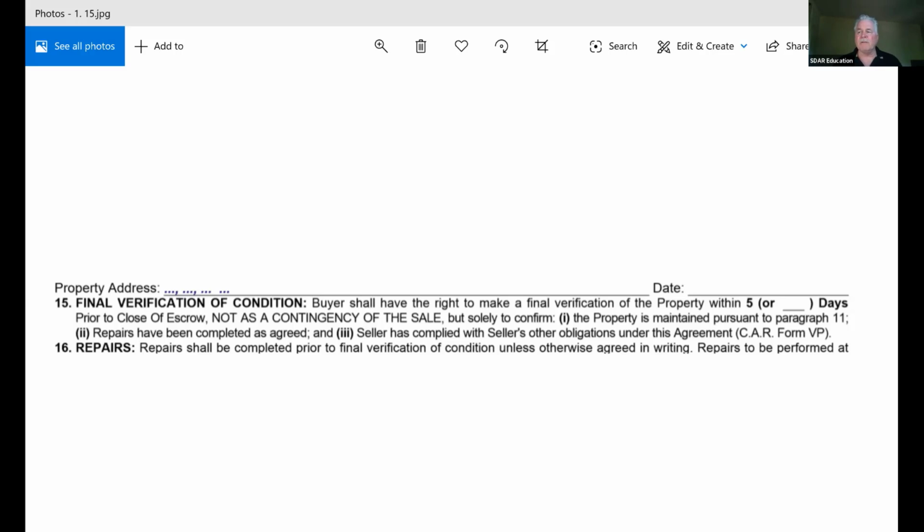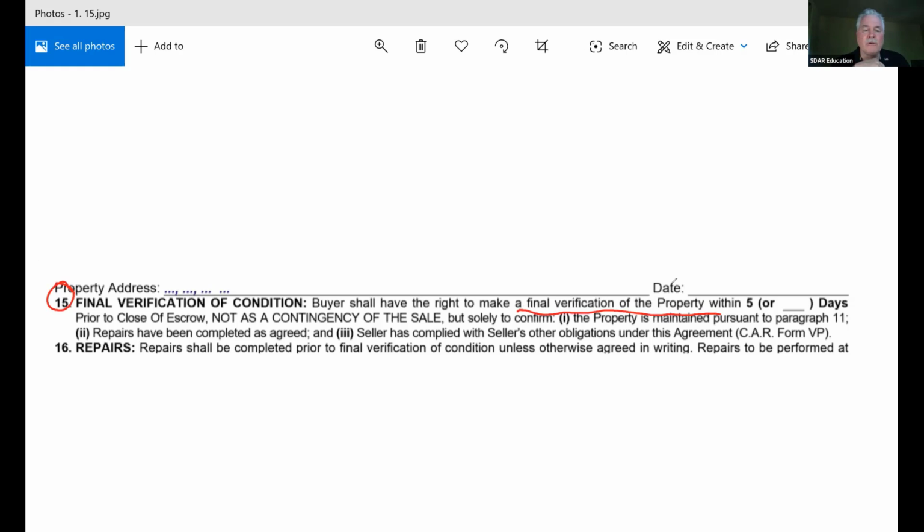Okay, so final verification of condition. Once again, this is paragraph number 15, okay? So buyers shall have the right to make a final verification of the property. Now, I just explained it a little bit deeper than that, but we're going to see what the contract says about that as well. So this is usually towards the end.